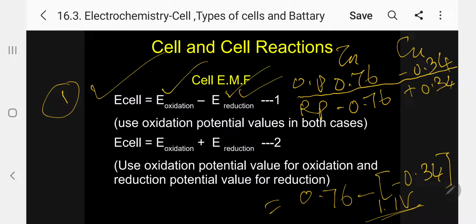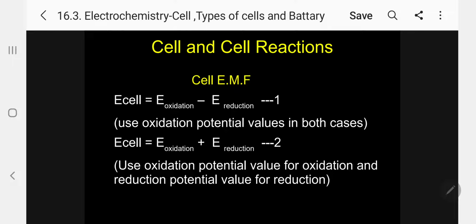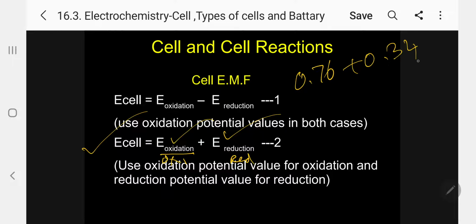Let me come back to the other one. Kindly follow. The second method is E cell equal to E oxidation plus E reduction. Here you have to use the E oxidation value, and here you have to use the E reduction value. So what is E cell? E oxidation 0.76, E reduction 0.34, add again 1.1. So in both cases the value is the same.